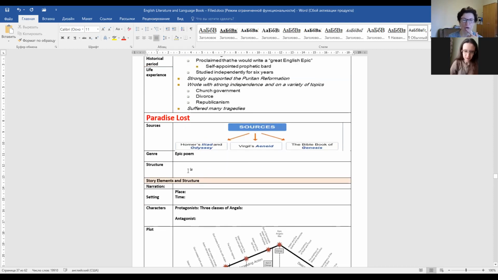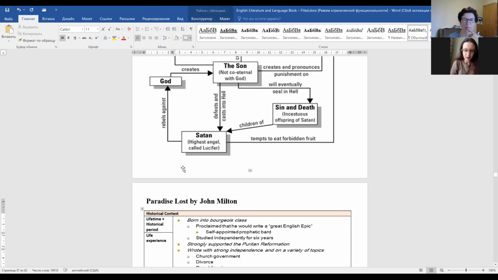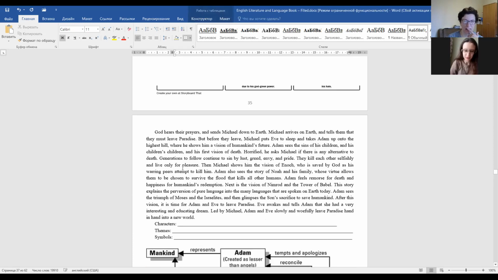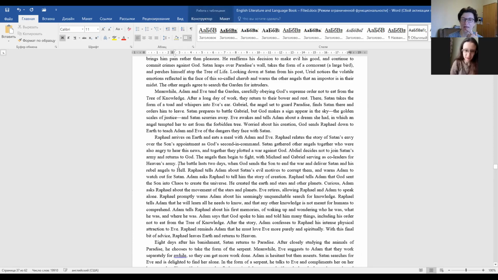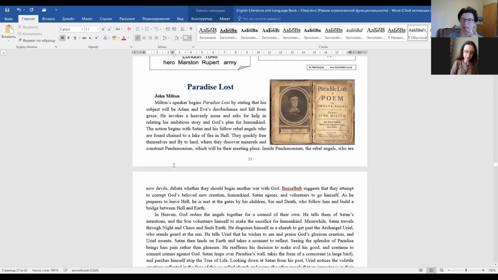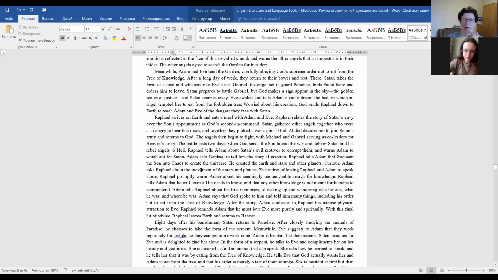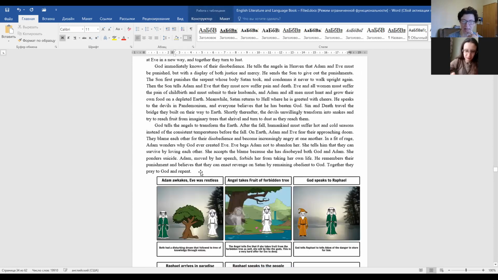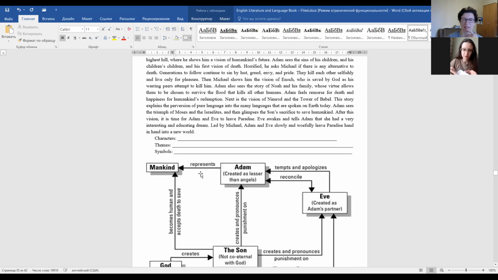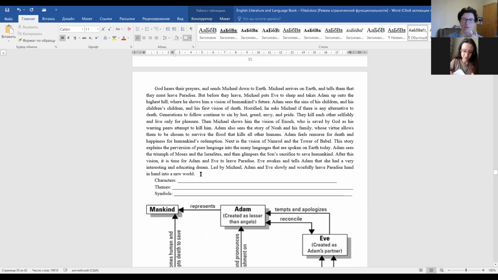Okay, so what is the structure of the poem? There are 12 books. Okay, yeah. So there are 12 books, and in each of the books, what do they discuss in each of the books?